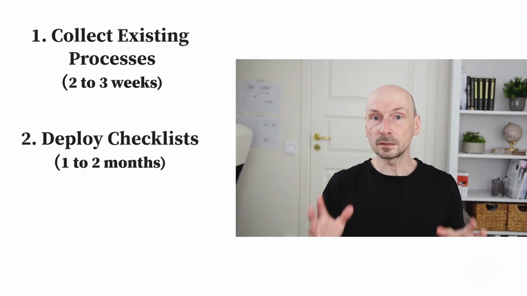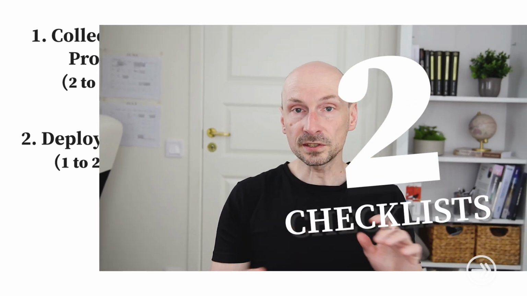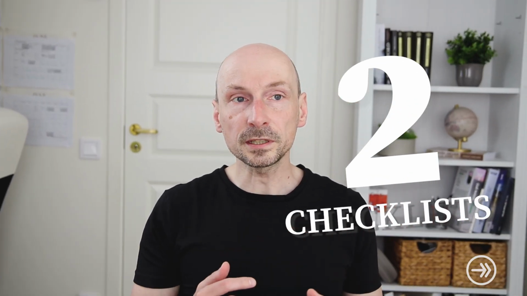Point number 2, deploy checklists. Step number 1 will not give you really full-blown software processes. It may give you 1 or 2 checklists or standard operating procedures if you described how you did, for example, a software release in the past. So in step number 2, you will focus fully on the checklists. And that may take you about 1 month, maybe 2 months.